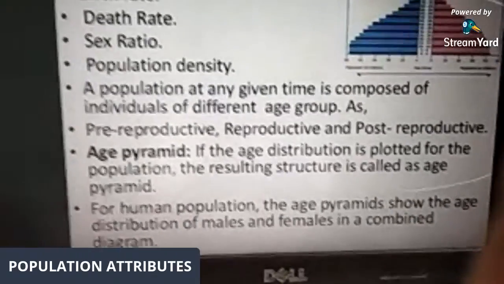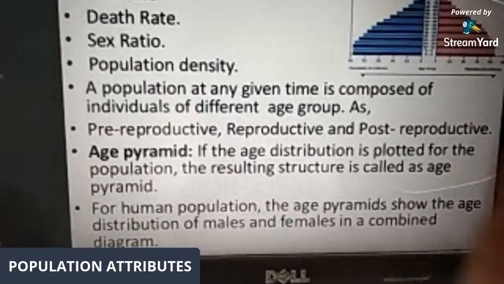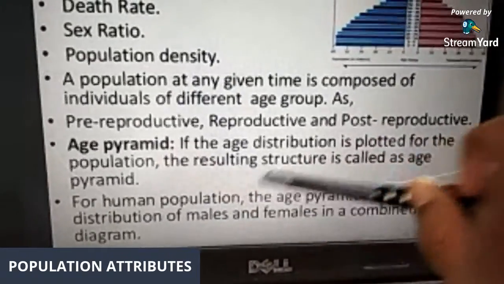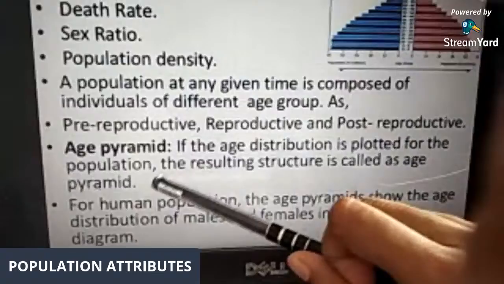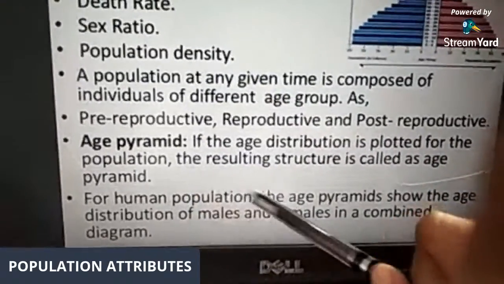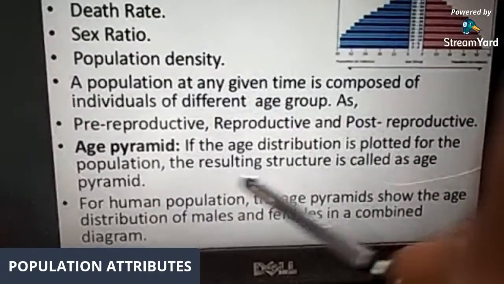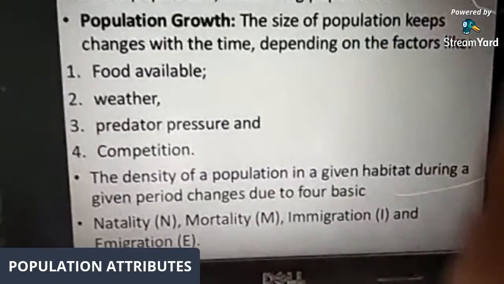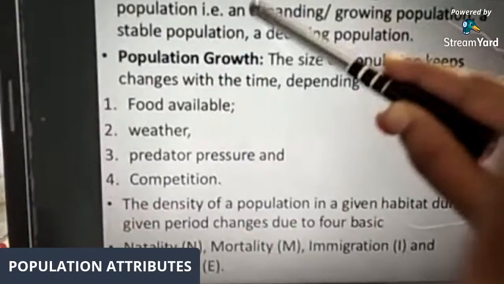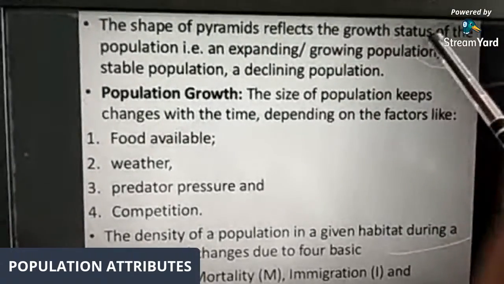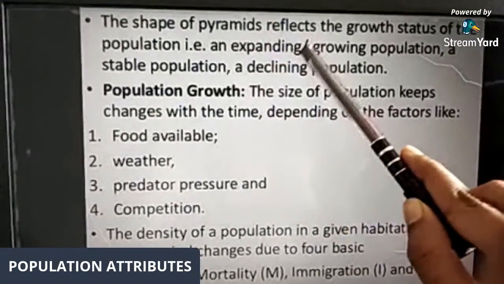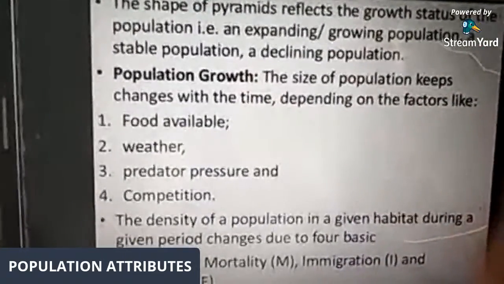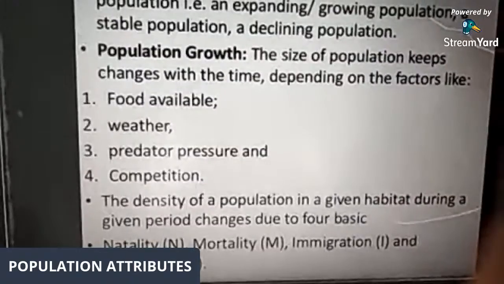Okay, next one is the age pyramid. If the age distribution is plotted for the population, the resulting structure is called the age pyramid. For the human population, the age pyramid shows the age distribution of males and females in a combined diagram. Clear? Next, the shape of the pyramid reflects the growth status of the population. That is, an expanding, a stable, or a declining population. Clear?